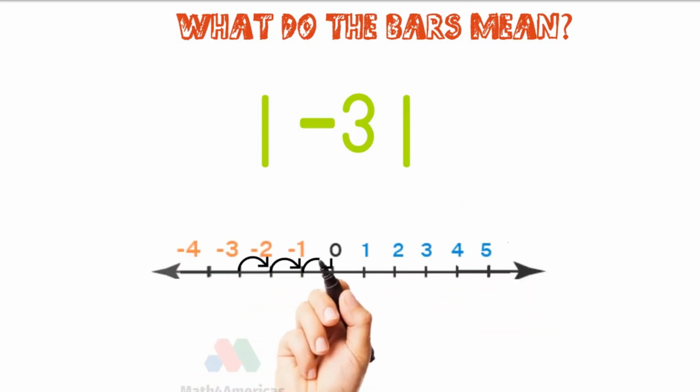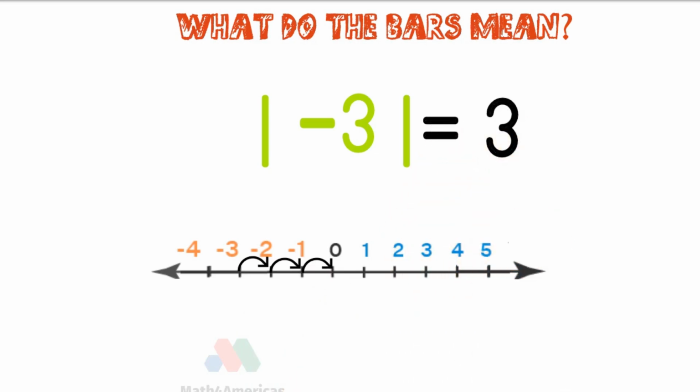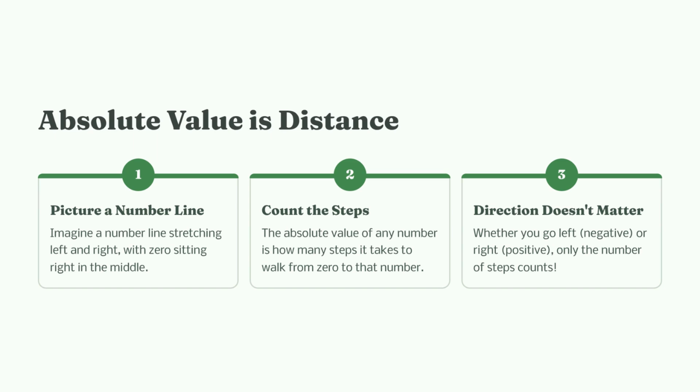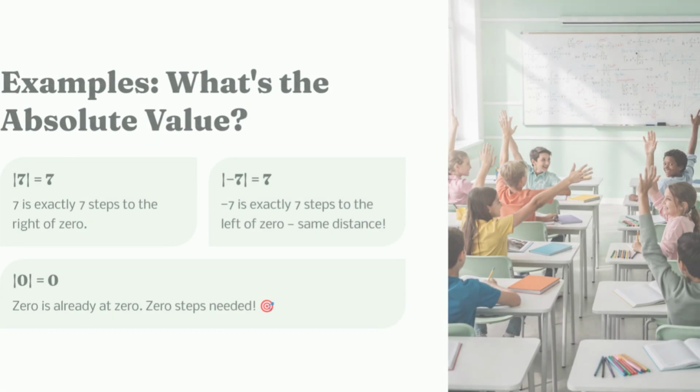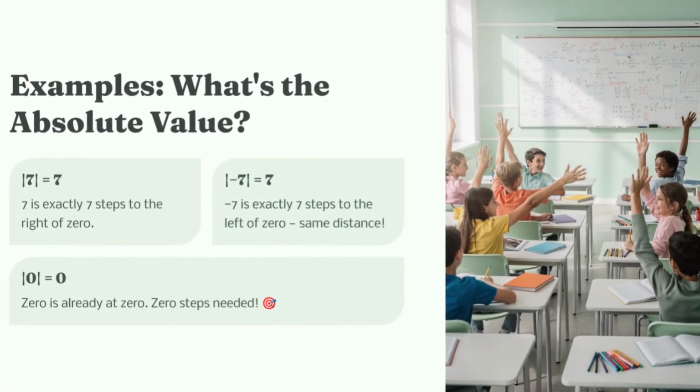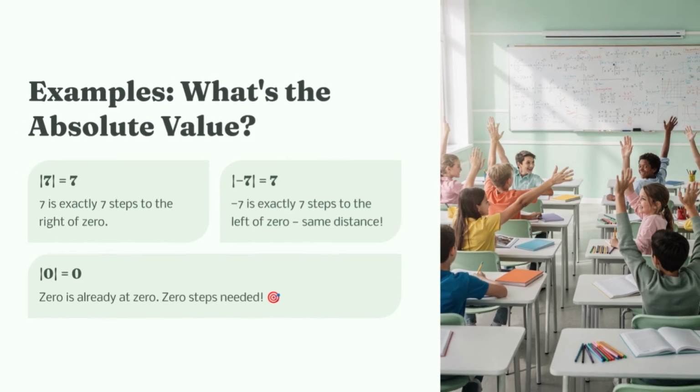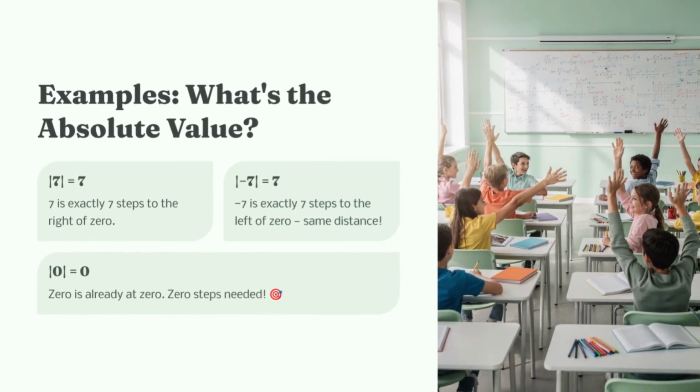Imagine standing at 0 on a number line. Now count how many steps it takes to reach the number. That number of steps is the absolute value. Notice something interesting. +3 and -3 are in different directions, but they are the same distance from 0. That's a big idea. And once you see the examples, this will feel really easy.